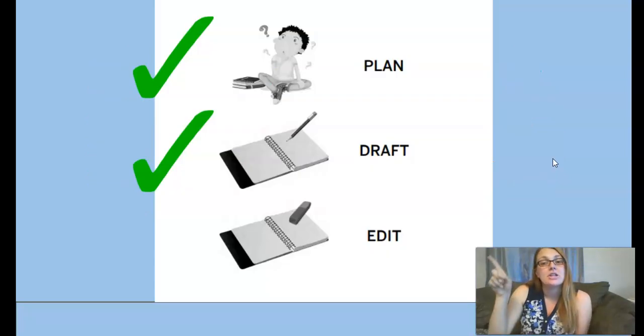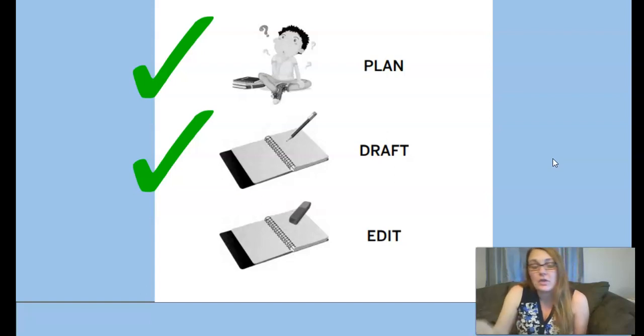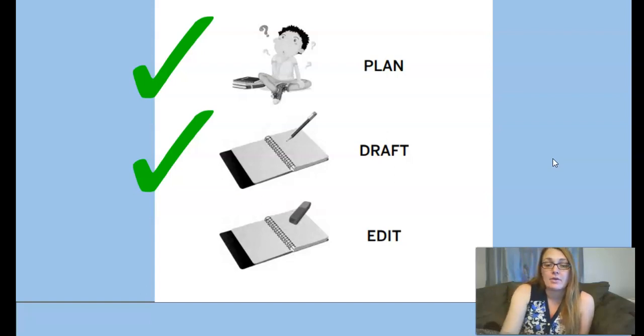Okay, so check, we did our planning yesterday. Check our draft. So that's what you're going to work on today, is taking your planning notes and writing a draft. If you feel like you need a little bit more detail, you can refer back to the story, the milk, that you should already have.